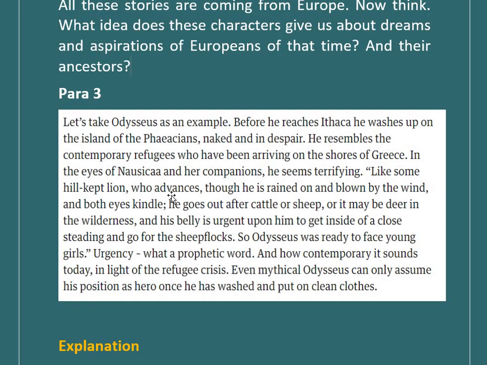When the princess of the Phaeacian island, Nausicaa, and her companions see Odysseus, he was a very wild man. He looked like a hill-kept lion. He was open to rain and wind. His eyes were burning like fire, and his belly is urgent. This means that he was very hungry. This hunger exists even today. That is why it is said, urgency, what a prophetic word! It foresees the future, and how contemporary it sounds today in the light of the refugee crisis.